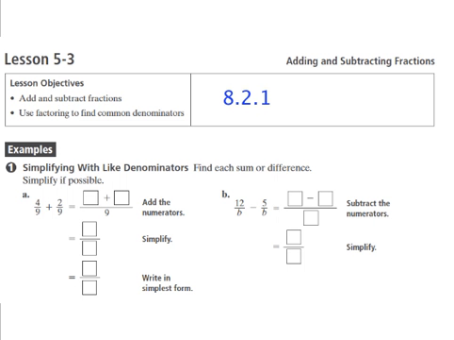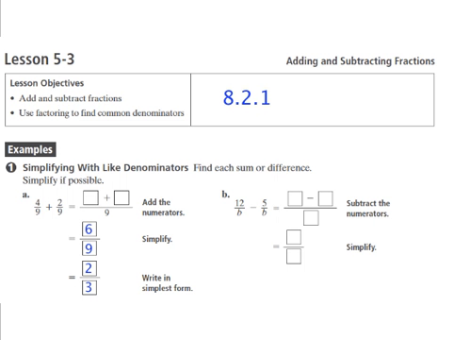Example 1. Simplifying with like denominators. Find each sum or difference. Simplify if possible. 1a, 4/9 plus 2/9. Since we have a common denominator, we can just add the numerators. 4 plus 2 is 6. So we have 6/9. 6/9 can be reduced to 2/3 because both 6 and 9 can be divided by 3.